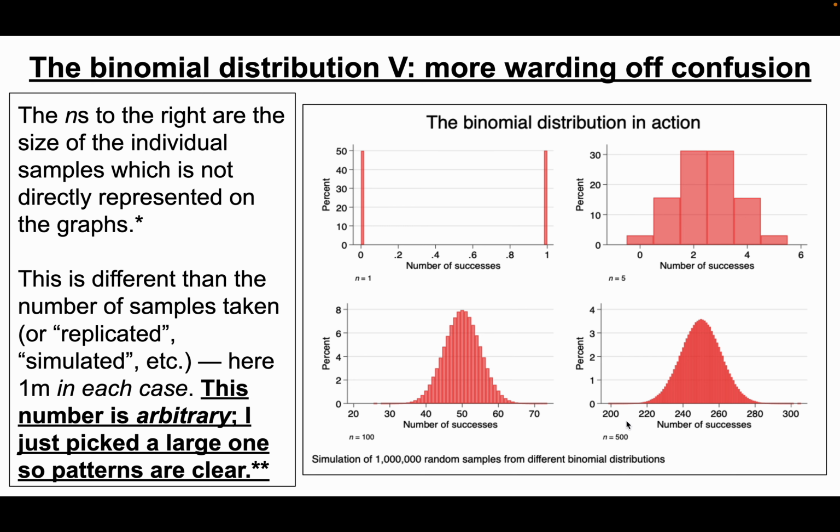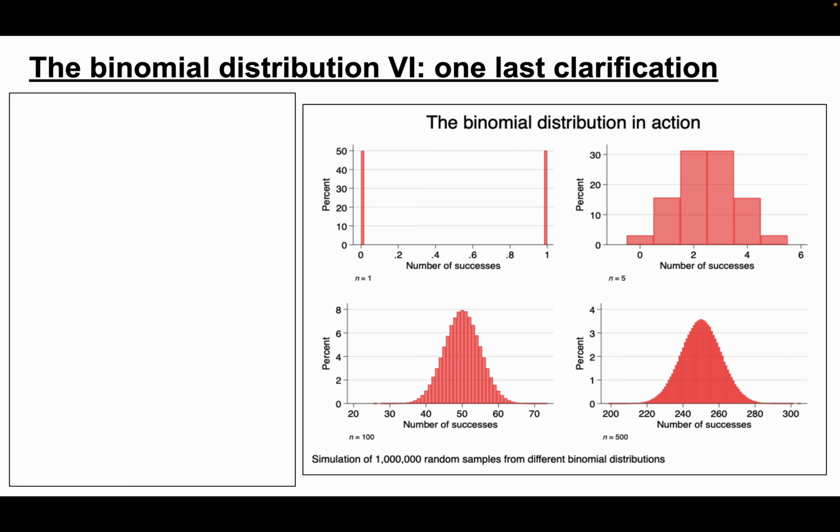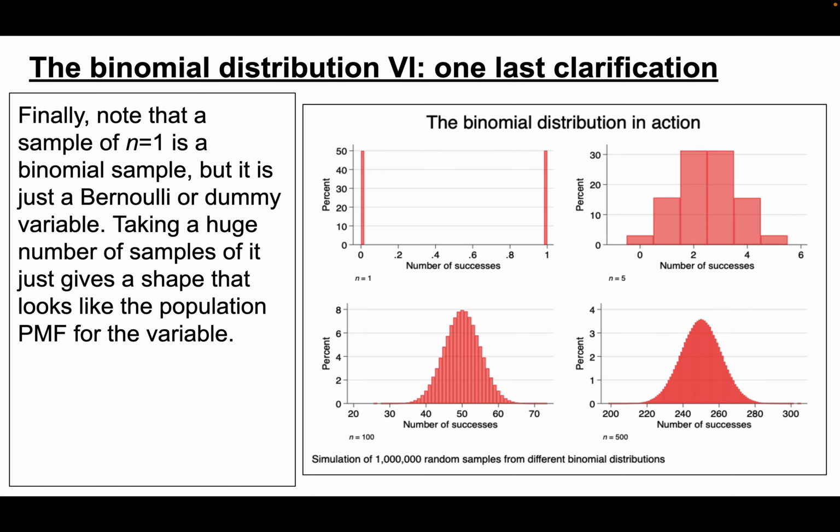And note that 500 is actually larger, or smaller, than a lot of the sample sizes we've seen, for instance, in the GSS. One last clarification, and I noted this before. Note that a sample of size n equal to 1 is a binomial sample, but it's just a Bernoulli or a dummy variable. So taking a huge number of samples, but only doing one person each time and recording the result each time gives a shape for the probability mass function that just looks like the population PMF for that variable. So that's not very powerful.